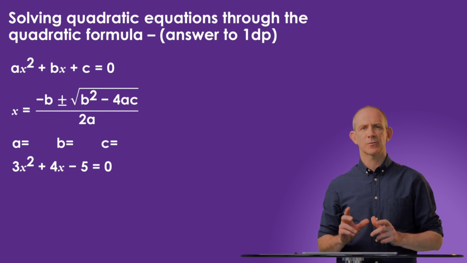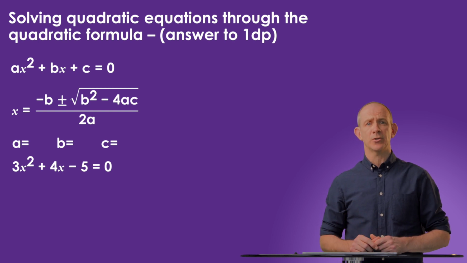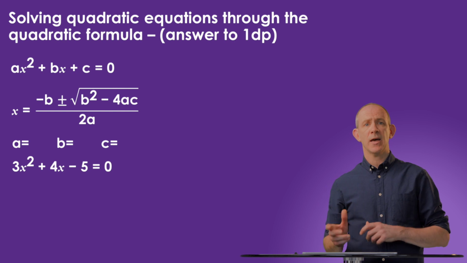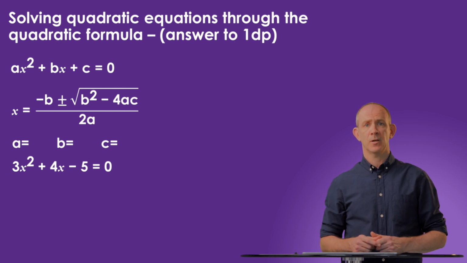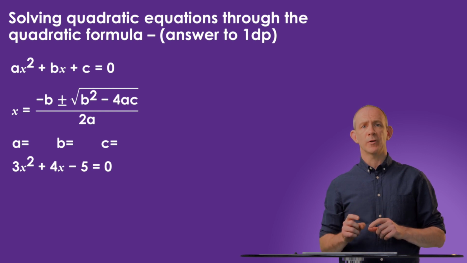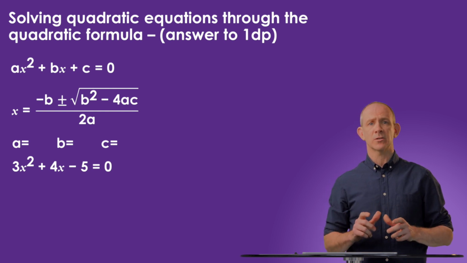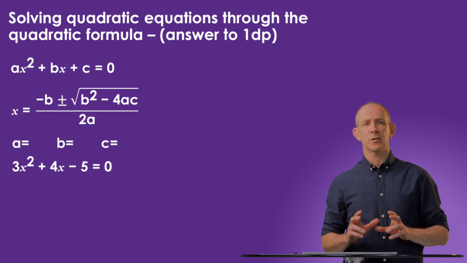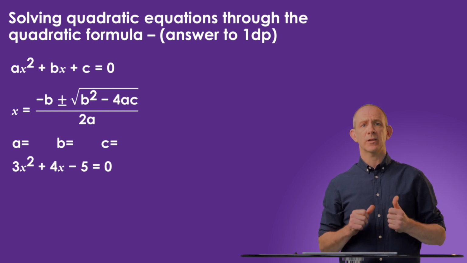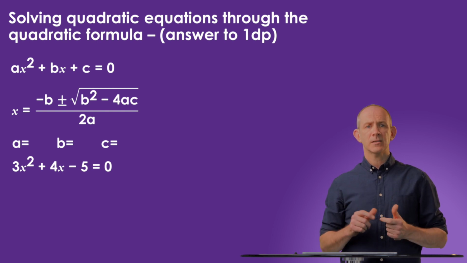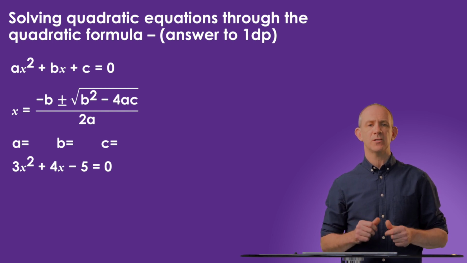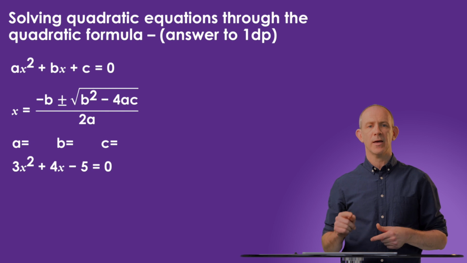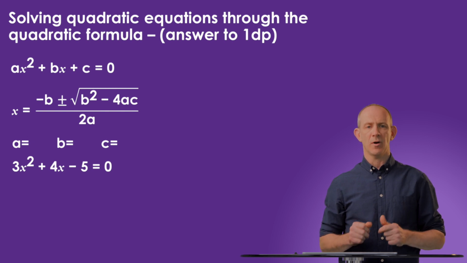Let's remind ourselves first what form a quadratic equation tends to take, which is ax squared plus bx plus c equals 0. Now we're going to use the quadratic formula, which is worth noting down somewhere where you'll be able to refer to it. The quadratic formula looks like this. X equals minus b plus or minus the square root of b squared minus 4ac over 2a.